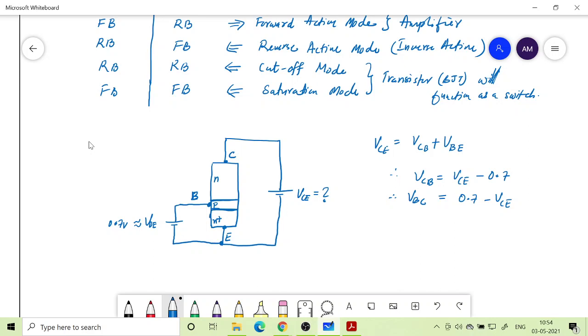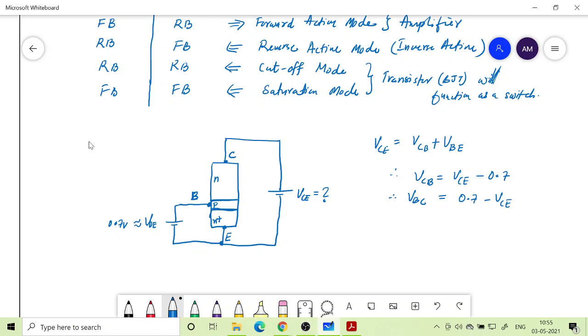So here there is a plus. I made a mistake. Let me see. So VCE minus VB. Yeah, that's correct. So VCB is the negative of VBC. I am just taking the negative of the above equation. So I have 0.7 minus VCE.